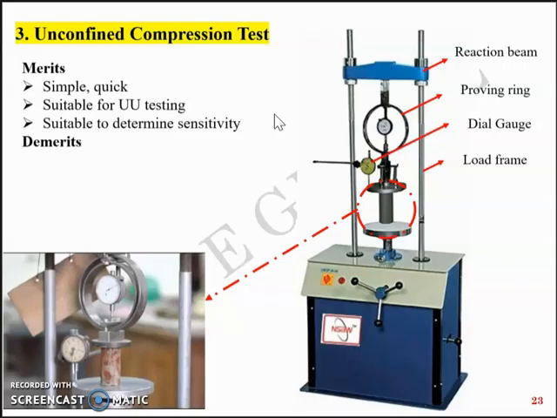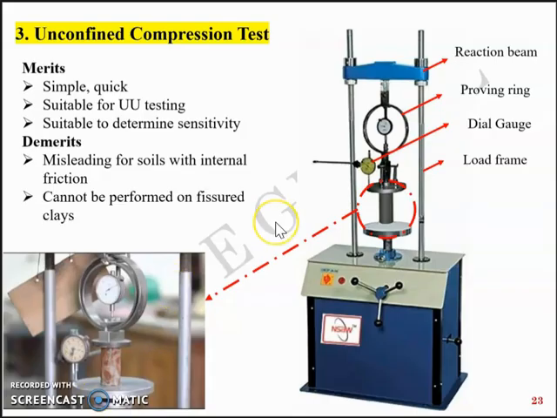A demerit is that it is misleading for soils with an internal friction angle. This test is exclusively for cohesive soil, and if you have sandy soil content in it, it'll mislead the results, because the only result that you get from this test is the cohesive strength. If the soil has shear strength due to the angle of internal friction, it will not be accounted for while you get the results. Also, it cannot be performed on fissured clays.